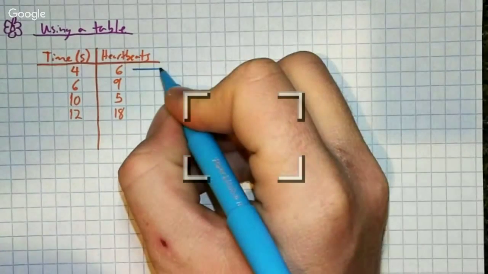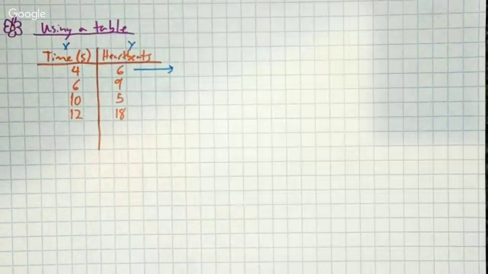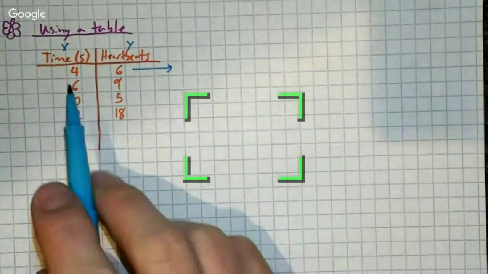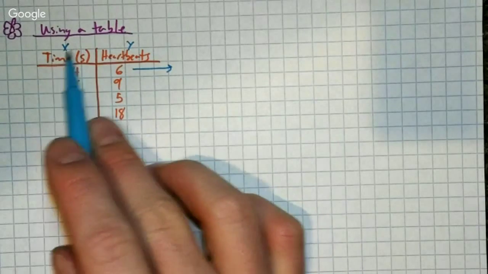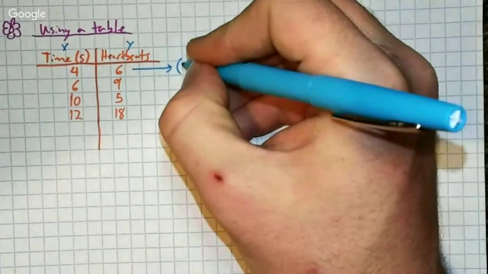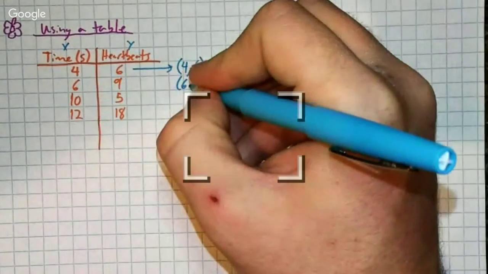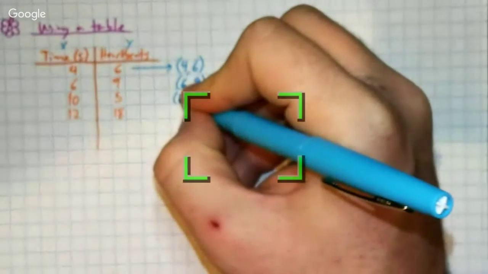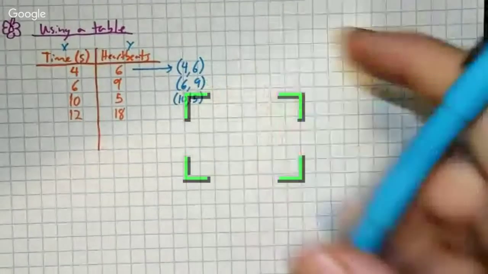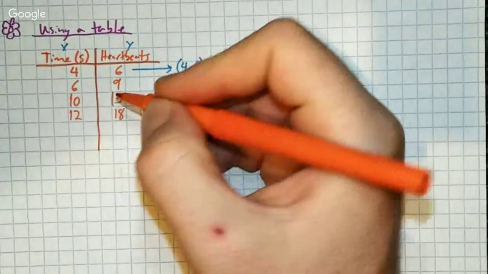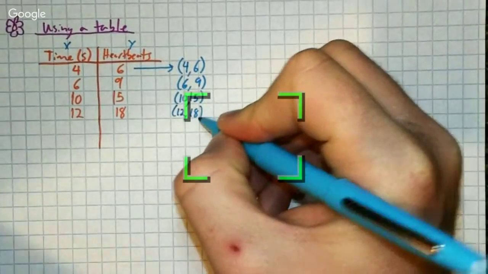If you look right here, we're going to use time as X and heartbeats as Y. This gives us, and I know you probably know this already, an ordered pair, X, Y: 4, 6. So this will give us 4, 6. Easy. So the next one, 6, 9. The next one, 10, 15. Oh, whoops, I said 10, 5, and that's supposed to be 15. Sorry. And the last one, 12, 18.